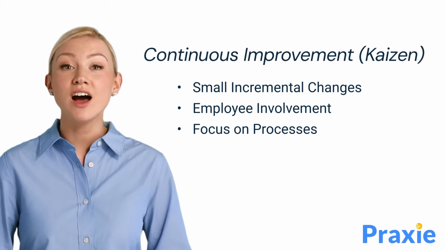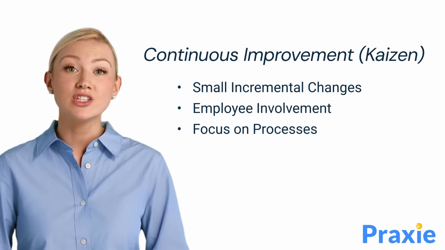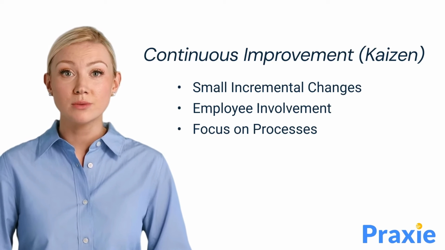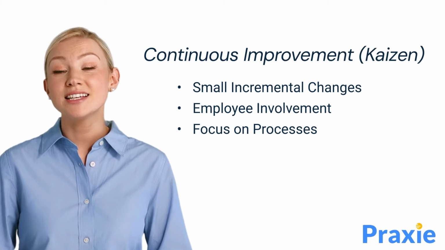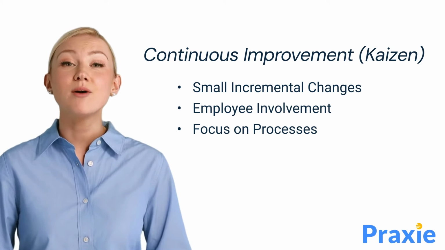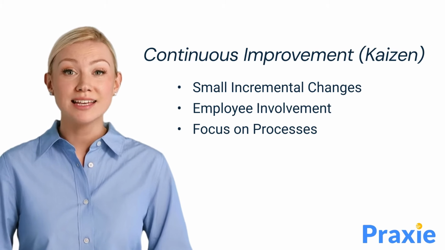Continuous improvement, or Kaizen, is at the heart of lean. It involves making small, incremental changes rather than large, sweeping reforms. Everyone in the organization is encouraged to participate, bringing forth ideas for improvement. The focus is on processes rather than people, ensuring that we are always striving to optimize how we work.